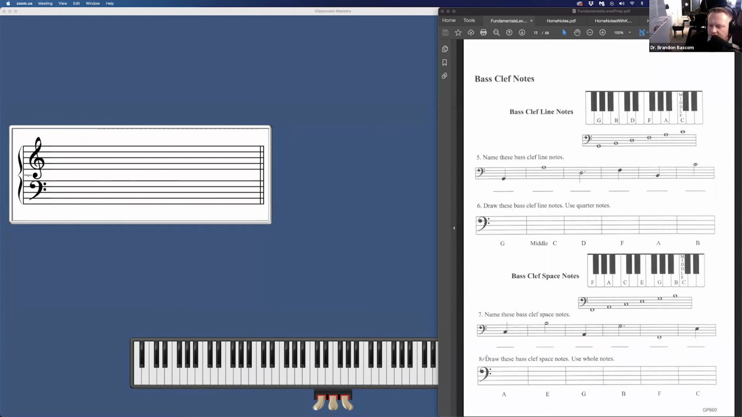Part 8, question 8, we're drawing space notes. Use whole notes. There's our home note, bottom space A. Again, you're going to find that there's only going to be one answer for most of these. Some of these might be above the staff, resting on it, or below the staff. So watch out for that.